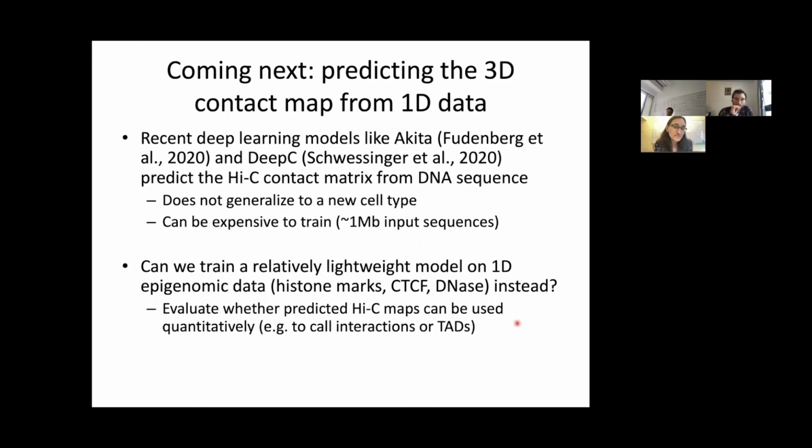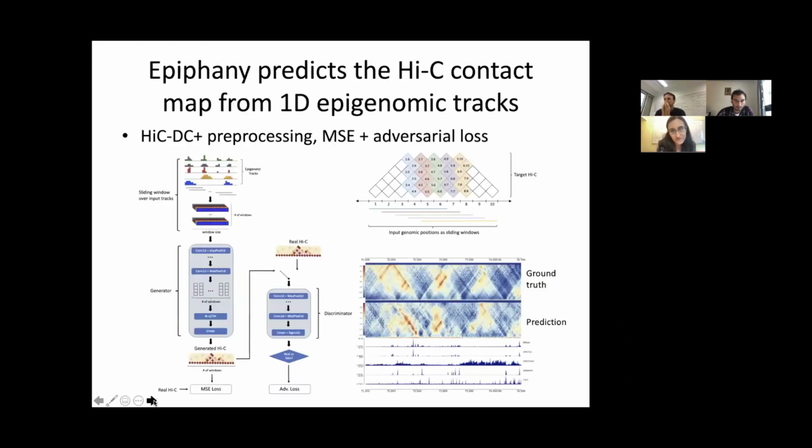So we wanted to know, can we train a relatively lightweight model with just epigenomic data, and can this model actually learn cell type specific information, generalize to new cell types, and can we use the predictions of the model quantitatively? Can we actually use the predicted contact map to call TADs or call interactions in a statistically reasonable way? So we're working on all of this. I'll show you how far we've gotten.